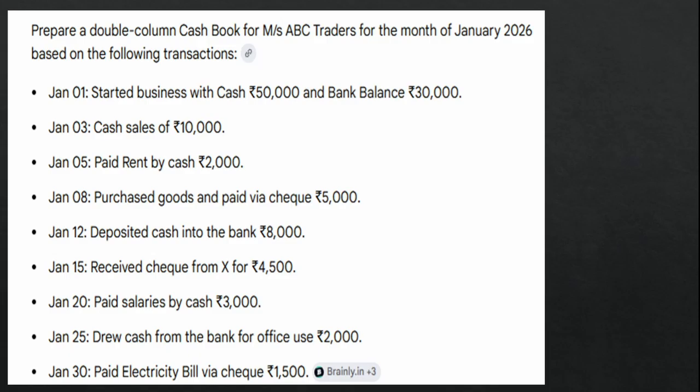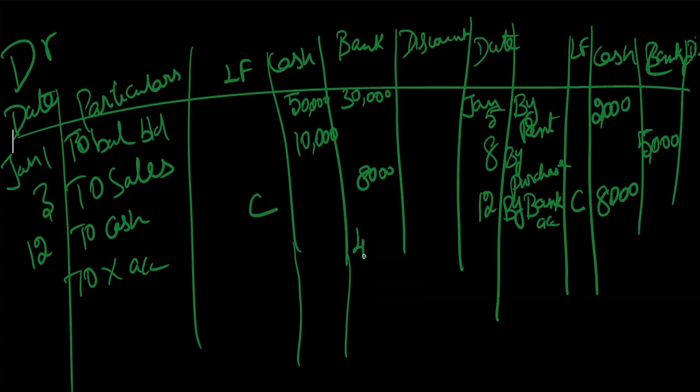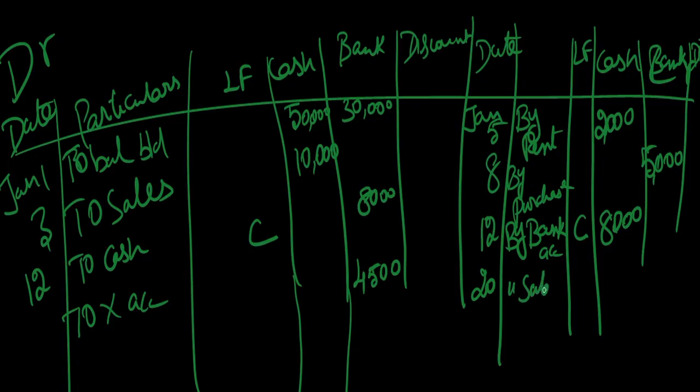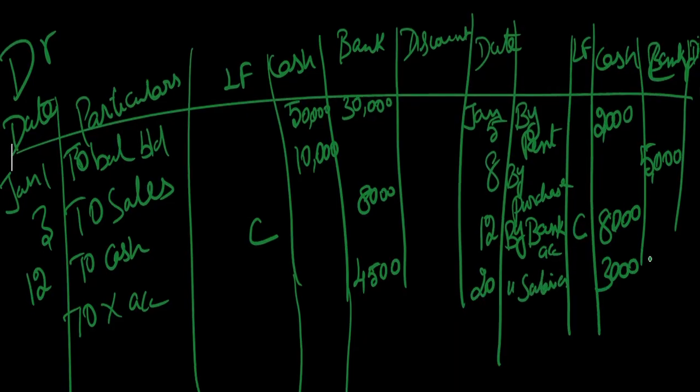And then next transaction is January 15, received check from X for 4,500. What is the entry for that? Bank account debit to X account 4,500. Next transaction, January 20, paid salaries by cash 3,000. So the entry for this transaction is salaries account debit to cash account. By salaries, we have to enter in the cash column 3,000 rupees.